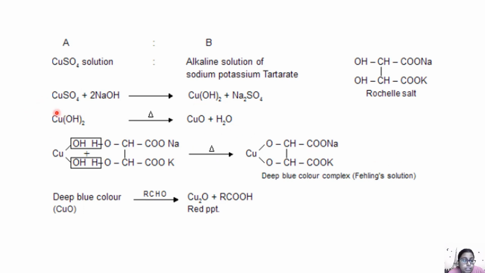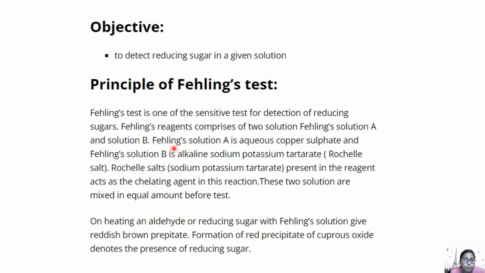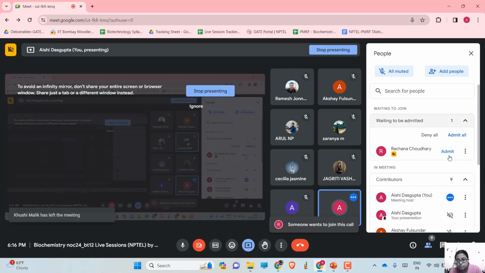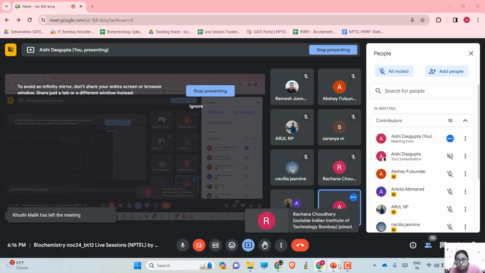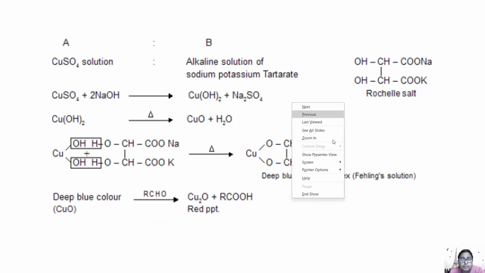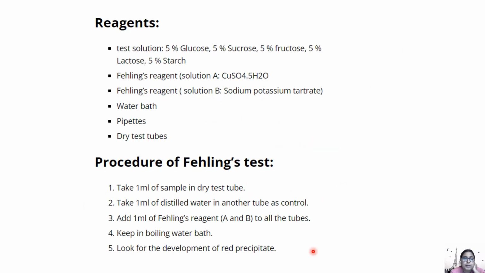So, this Cu(OH)2, the copper hydroxide, will react with the Rochelle salt to form a complex. As we read over here also, the tartrate forms a soluble complex with the copper hydroxide produced. So, the copper hydroxide will form a soluble complex with the Rochelle salt, and this is the deep blue color complex. On reacting with the reducing sugar, it will form a reddish brown precipitate.